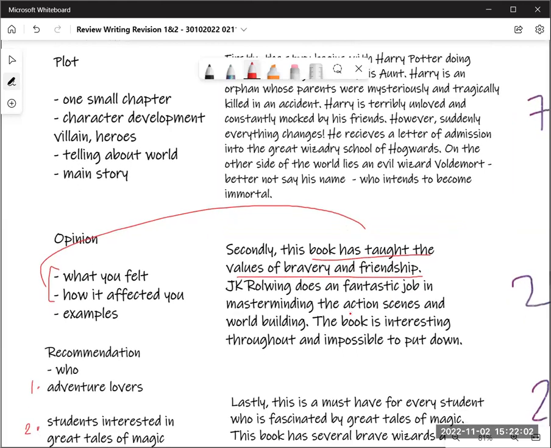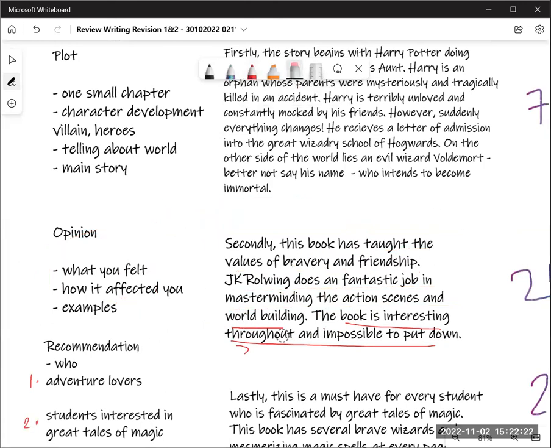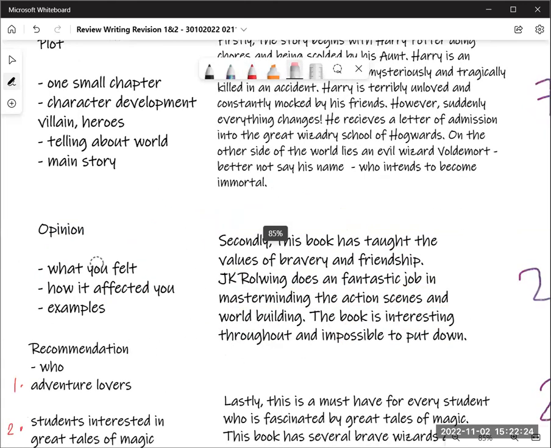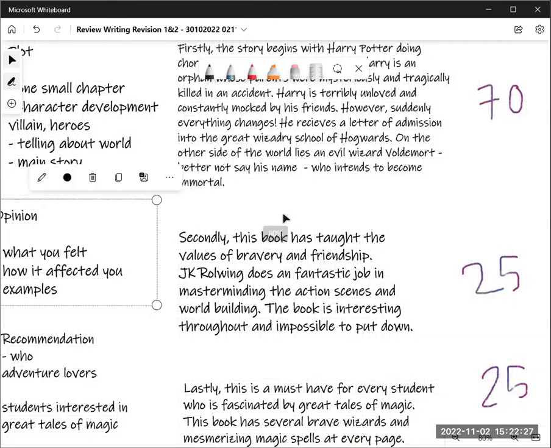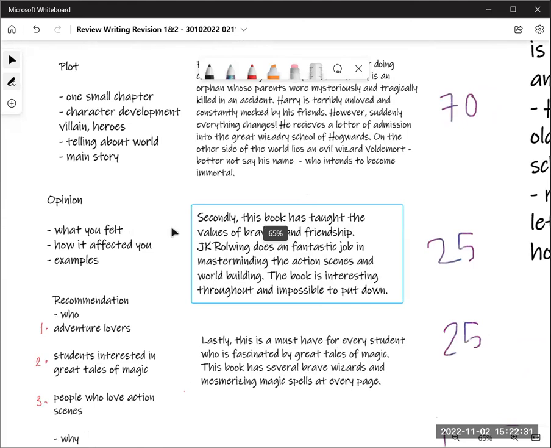Another thing you saw was an example, and this would be J.K. Rowling does a fantastic job at masterminding the action scenes and the world building. That's the example. The last thing is the book is interesting throughout and impossible to put down. That's again your opinion, this part. Now, I would like to change a few things. Let's see how we can improve it. So we can improve it by adding a few things, such as, let's see, in the style.